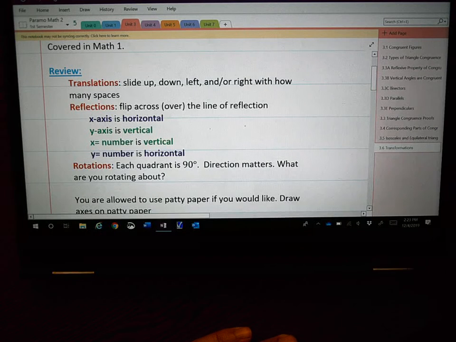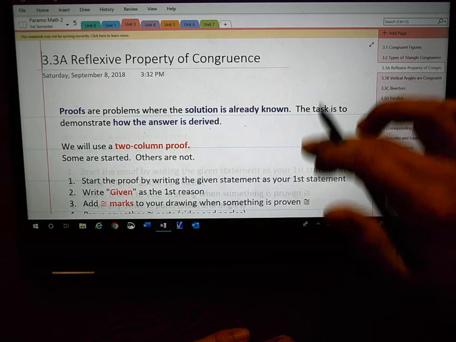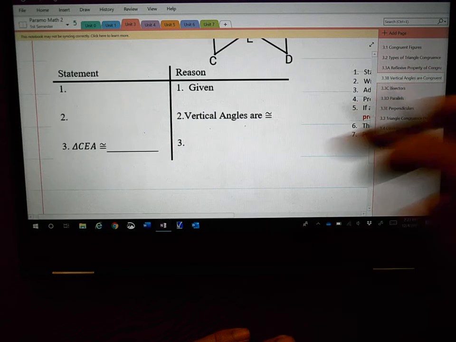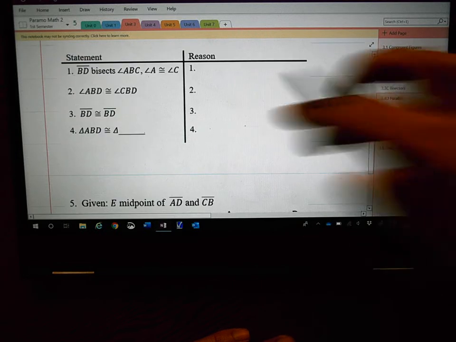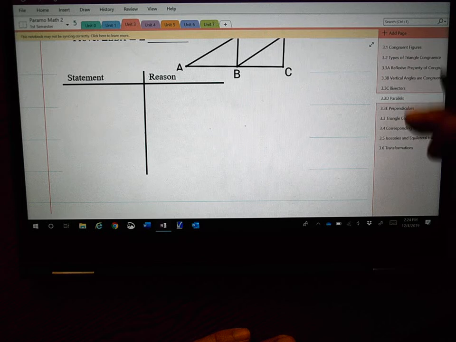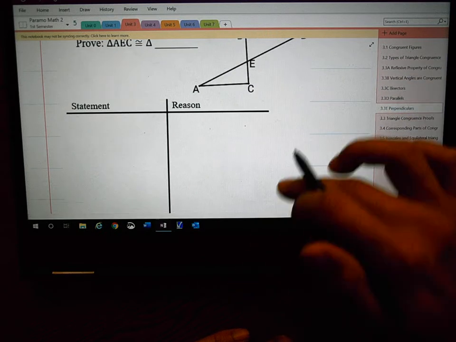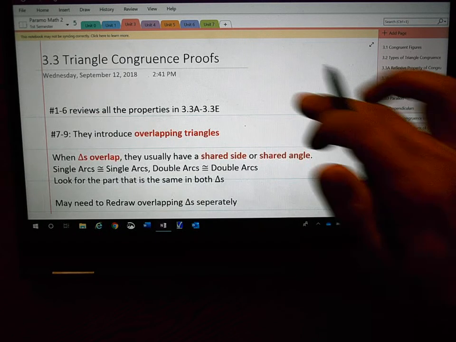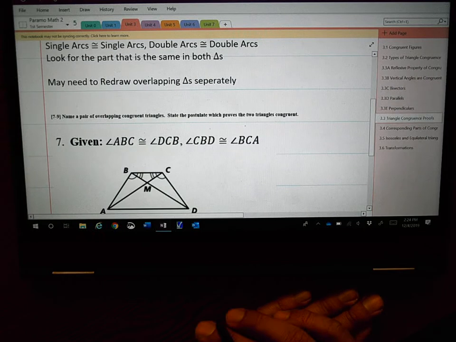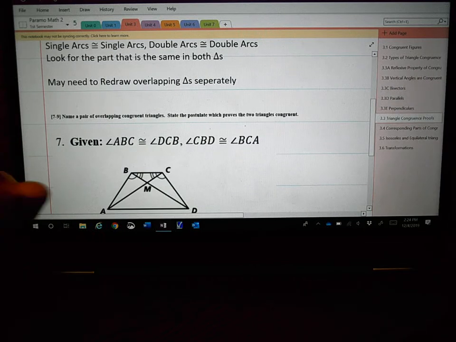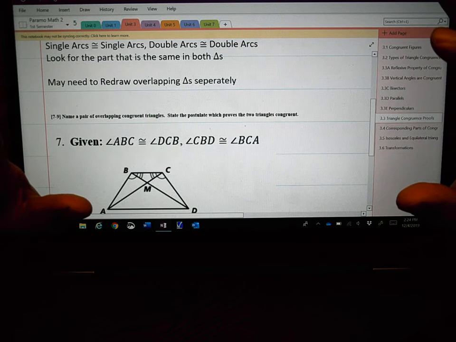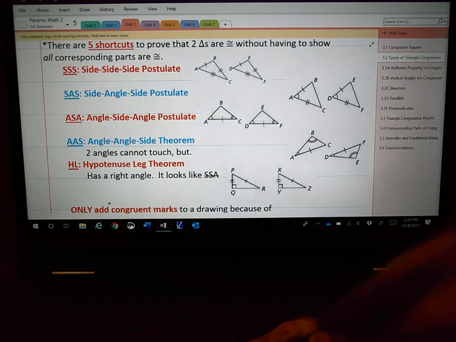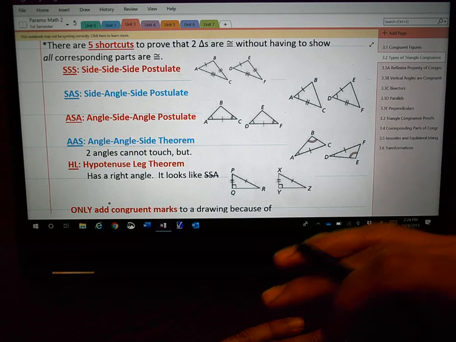That's the reason why we had a 3.3a. Proofs using this. That's why we had a 3.3b. Proofs using that. That's why we had a 3.3c. Proofs using that. That's why we had a 3.3d. Proofs using that. 3.3e. Proofs using that. And even 3.4 were proofs as well. And then we had even overlapping triangles and stuff like that. So keep in mind, proofs are important. We will use those 5 shortcuts inside proofs, but you have to be able to understand proofs.